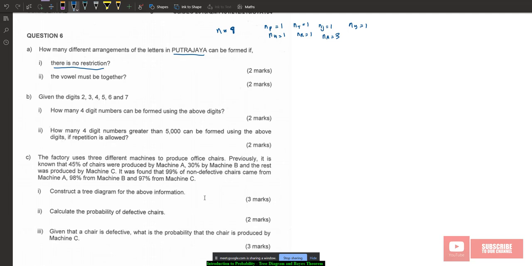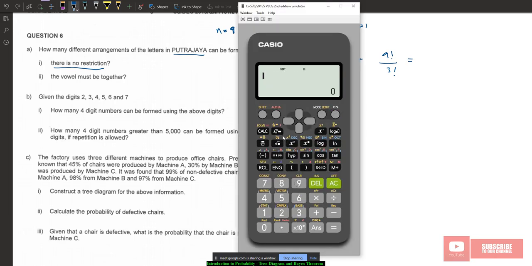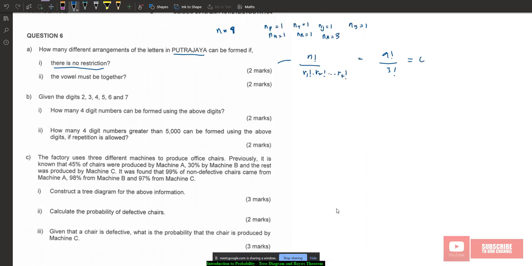So if there is no restriction, we should use the formula n factorial divided by r1 factorial, r2 factorial, until rk factorial. So this one should be 9 factorial over 3 factorial. Can you calculate for me? You should get 60480.